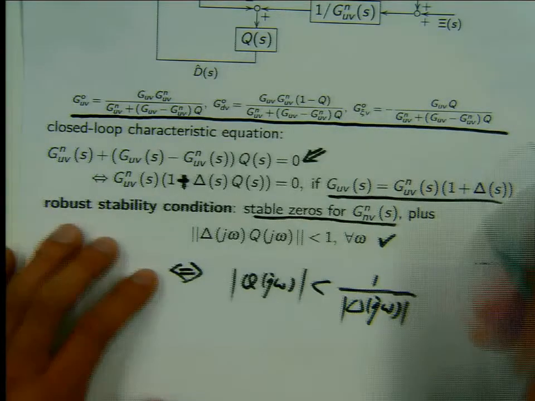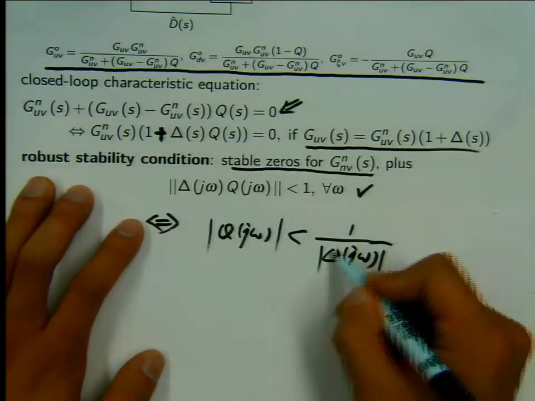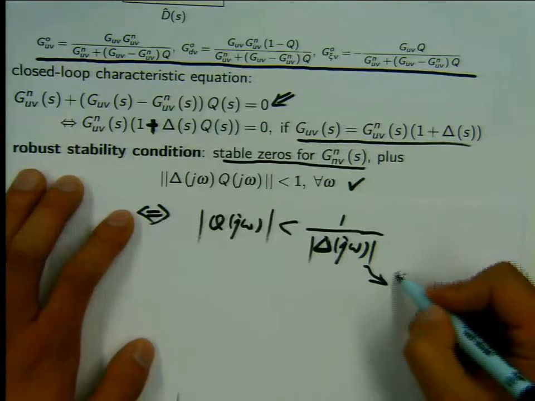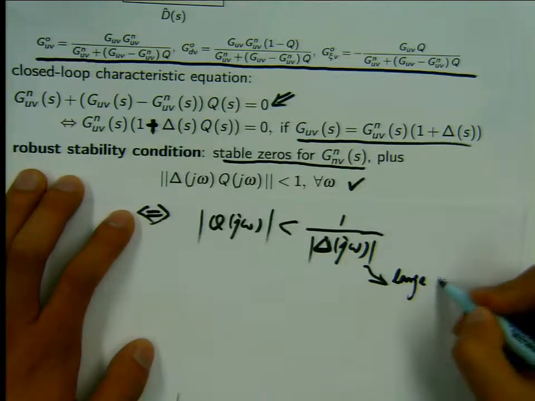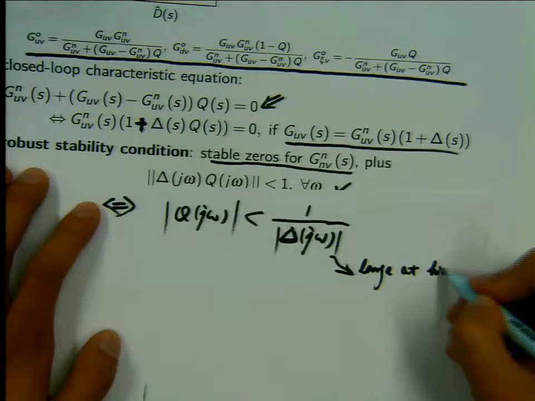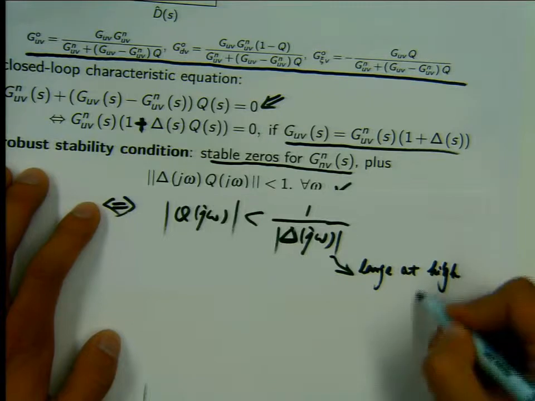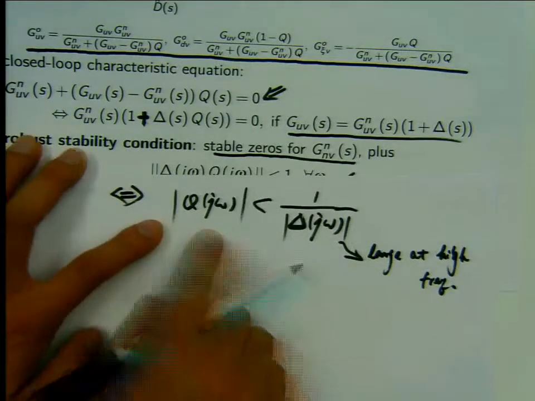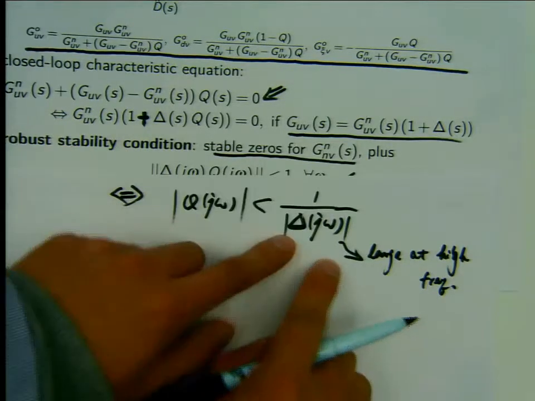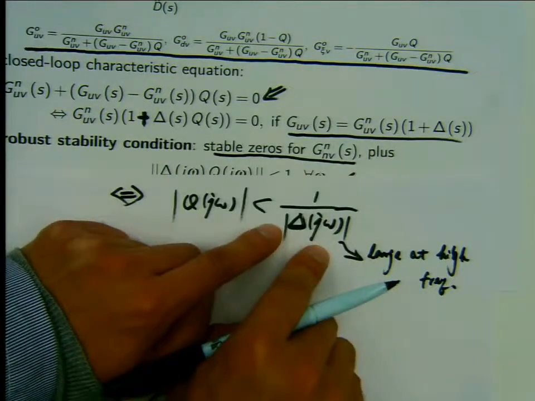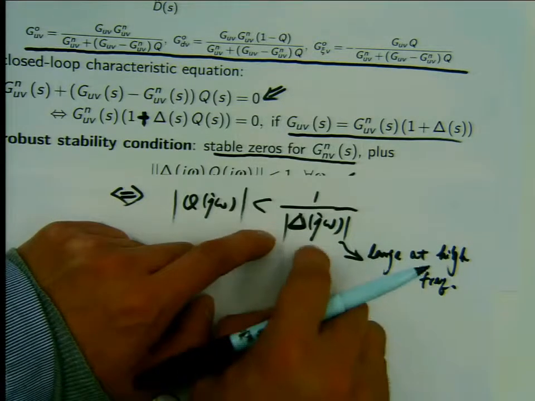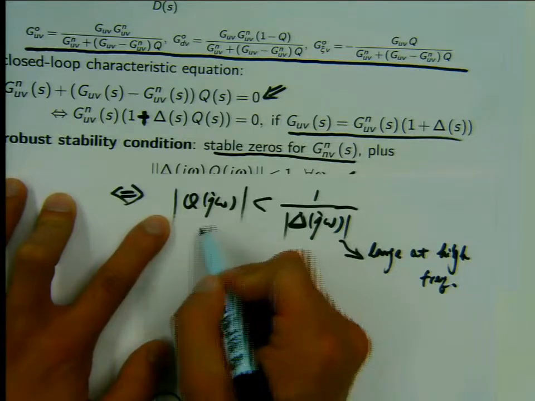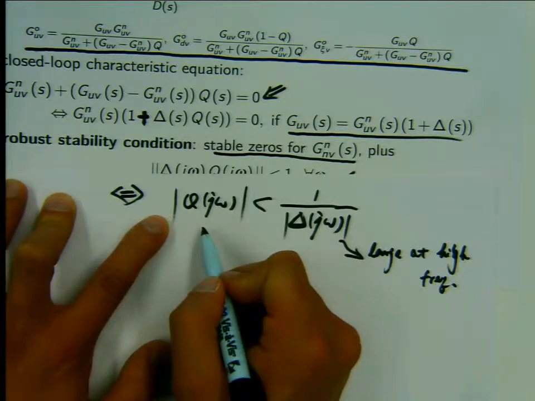We mentioned earlier that Δ, the uncertainty of the system, is large at high frequencies. So what is this condition constraining on Q? That means at high frequencies, Δ is large, so 1 divided by Δ is small. So at high frequency, we are requiring the magnitude of Q to be small.